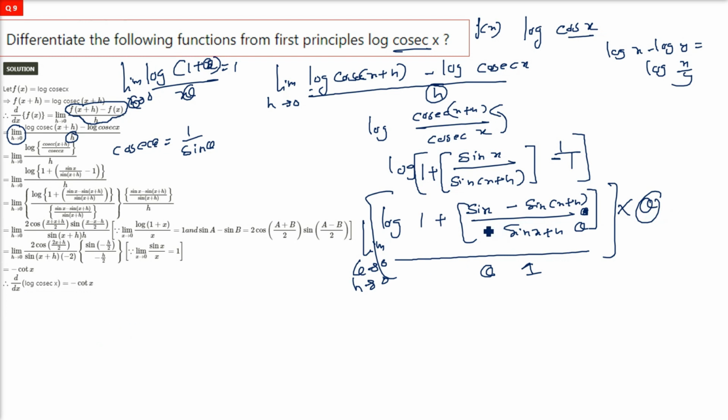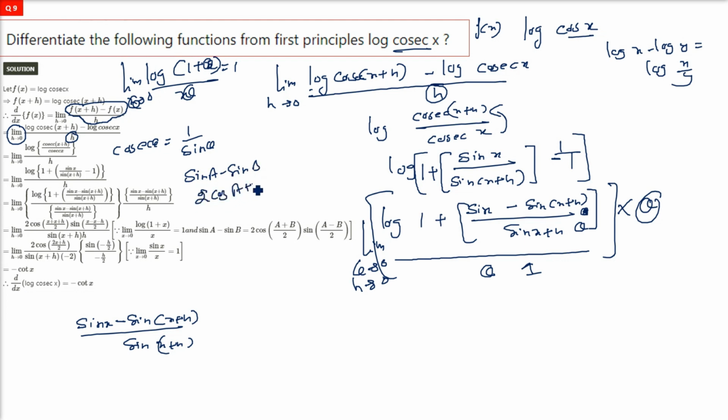I hope you got the idea. So we have introduced a term. Only this theta, which is actually sin x minus sin (x plus h) divided by sin (x plus h), is going to be solved. And for that you have to know the value of sin a minus sin b. Sin a minus sin b is nothing but 2 cos ((a plus b) by 2) sin ((a minus b) by 2).